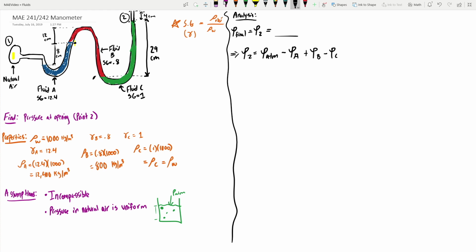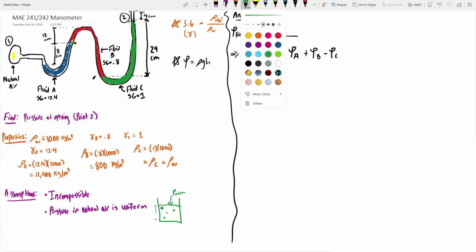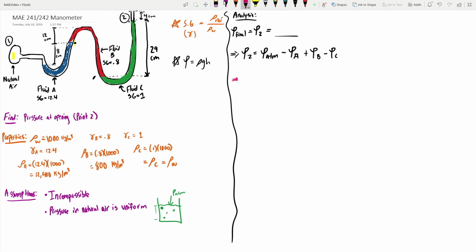From here, we need to figure out what those pressure terms are. Recall from fluids that the pressure of any fluid is just rho times g times h. So now we can substitute those terms in. Let's do that here. Okay, so P2 is still unknown. PATM is actually 101,325 pascals.